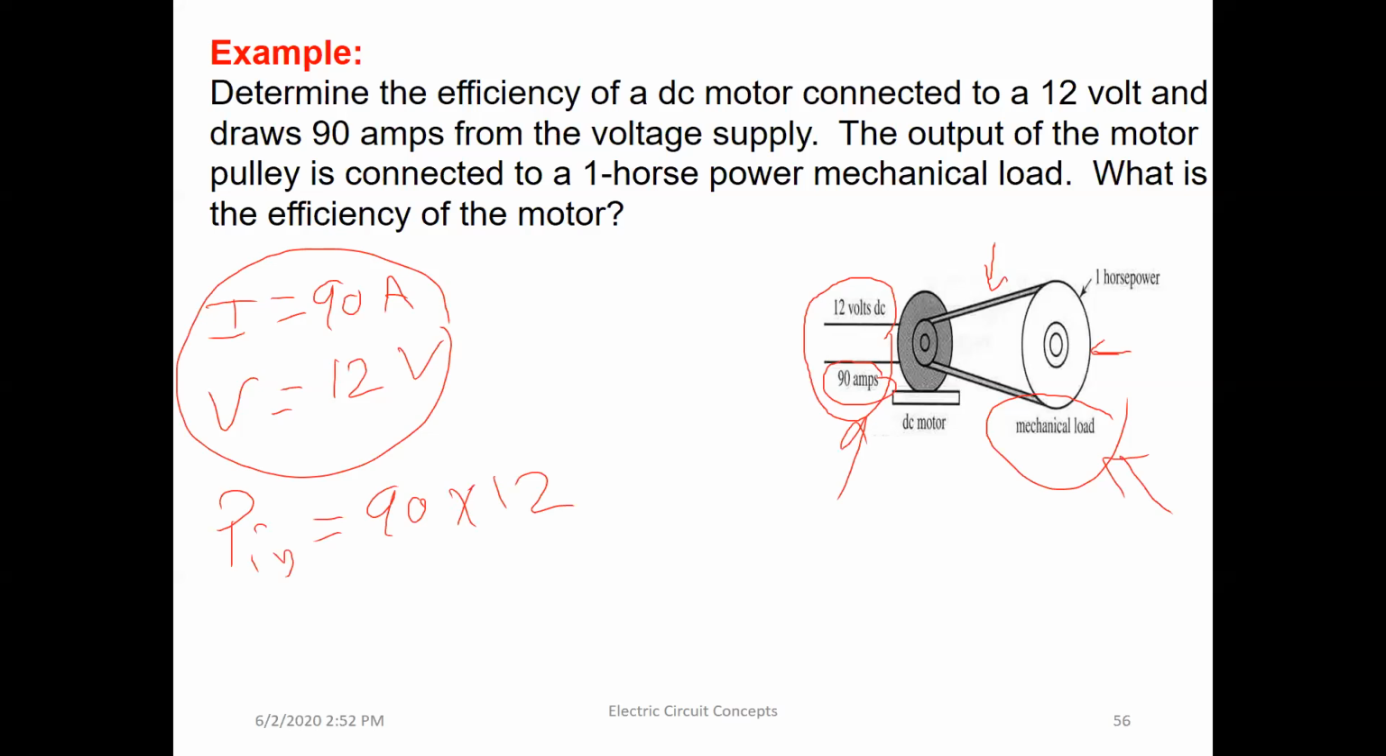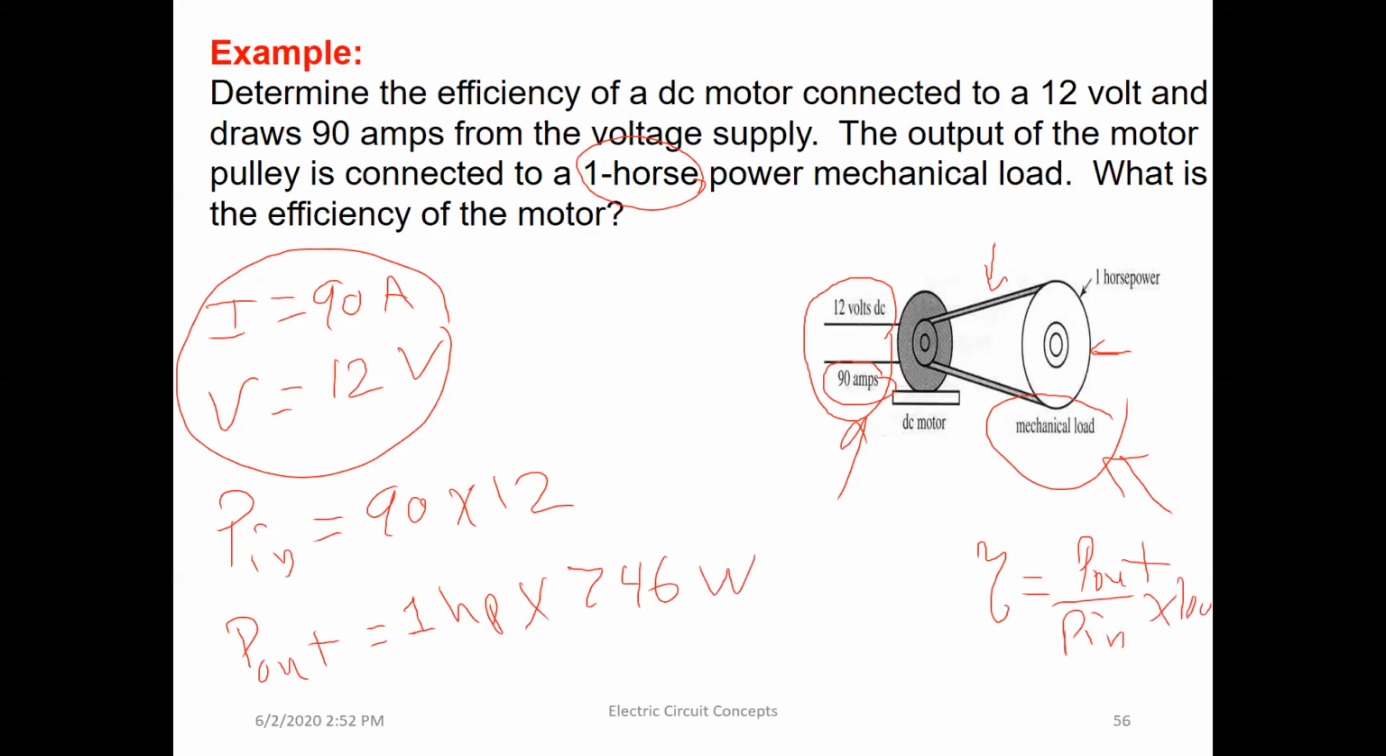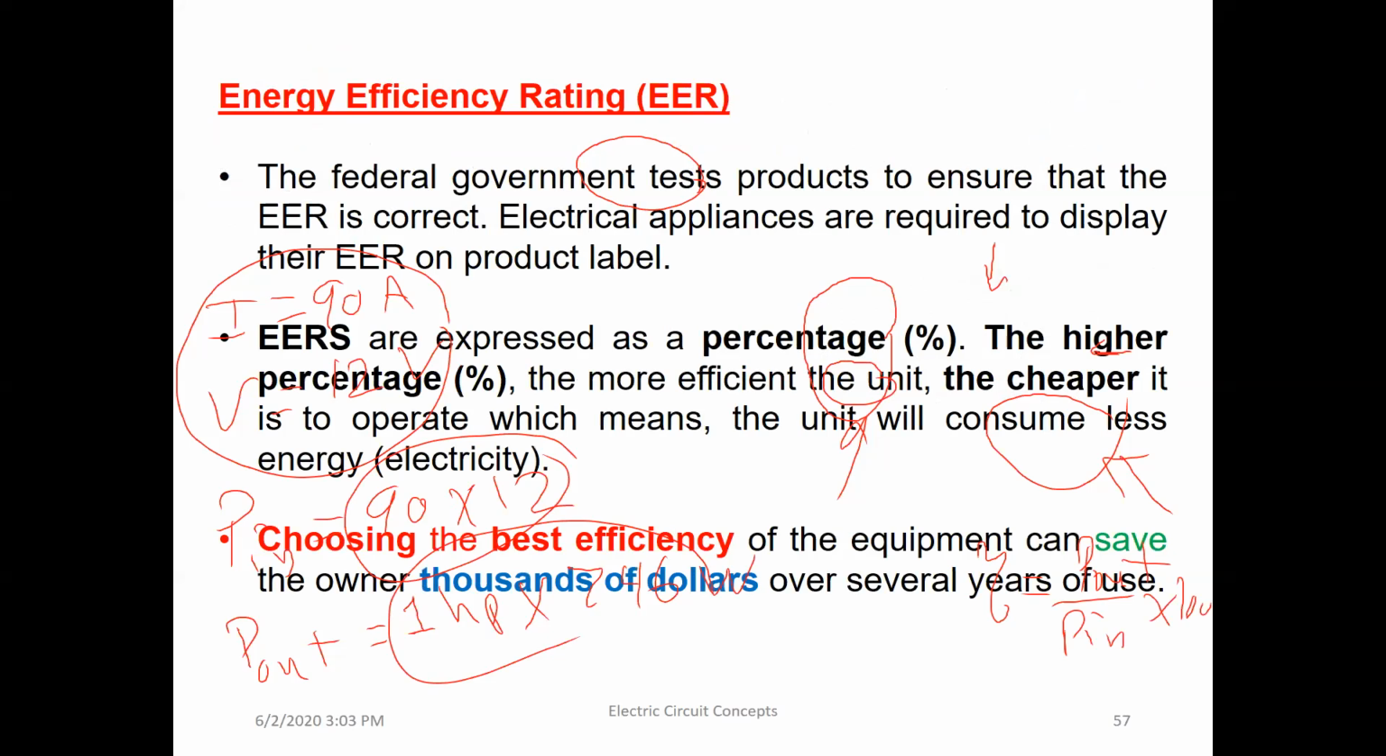And then the output of the motor pulley is connected to a 1 horsepower load. So P out is equal to 1 horsepower. Now again, we have to multiply by 7.6 to convert it to watts. What is the efficiency? The efficiency will be P out over Pn multiplied by 100%, and you can use your calculator to determine the Pn and P out, and then it's easy to find the efficiency.